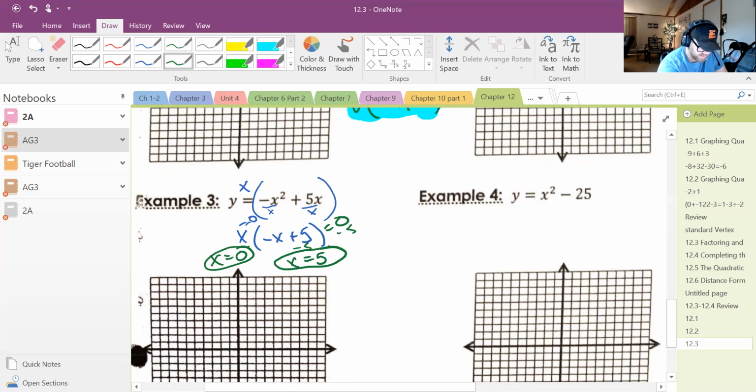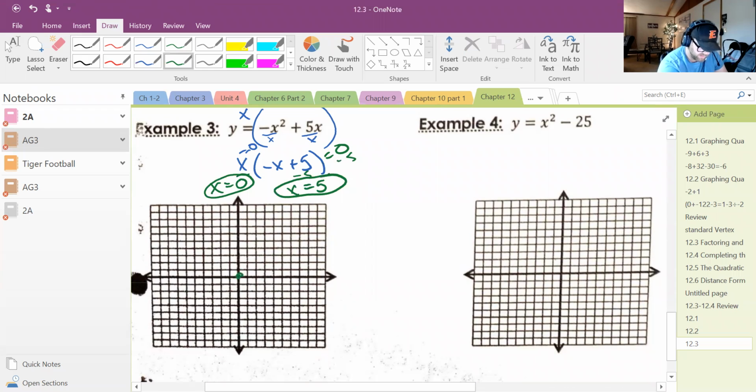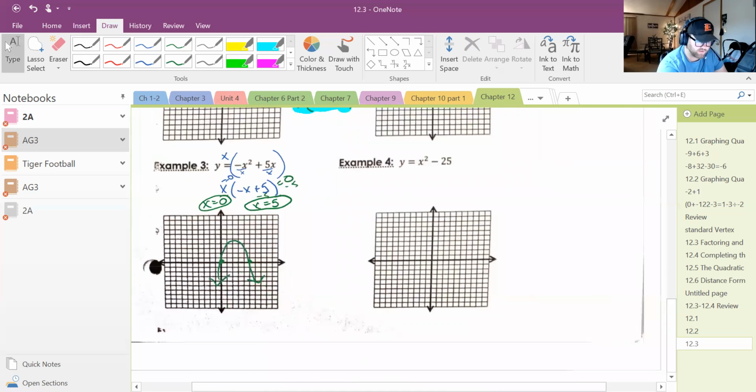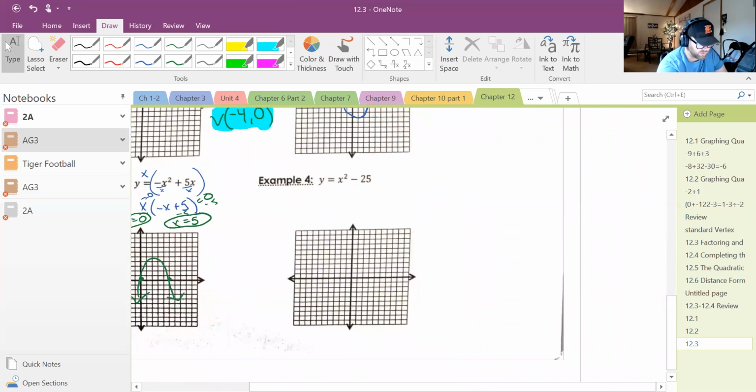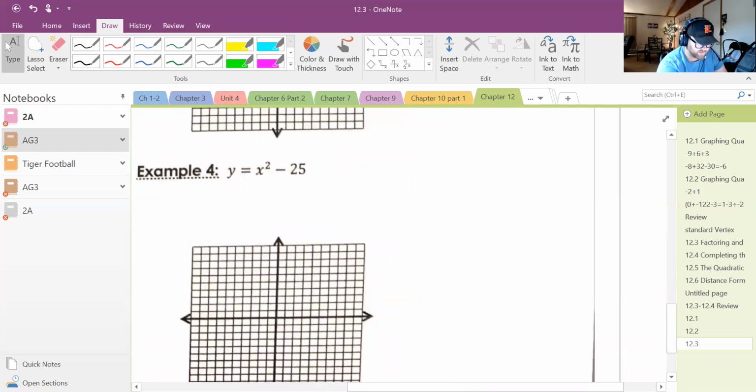So here's my 0, 1, 2, 3, 4, 5. And it opens down. So it's going to look something like that. We're not even worried about the vertex. We just want to find the zeros today. Could we find the vertex? Yeah, I just did it in the first one.